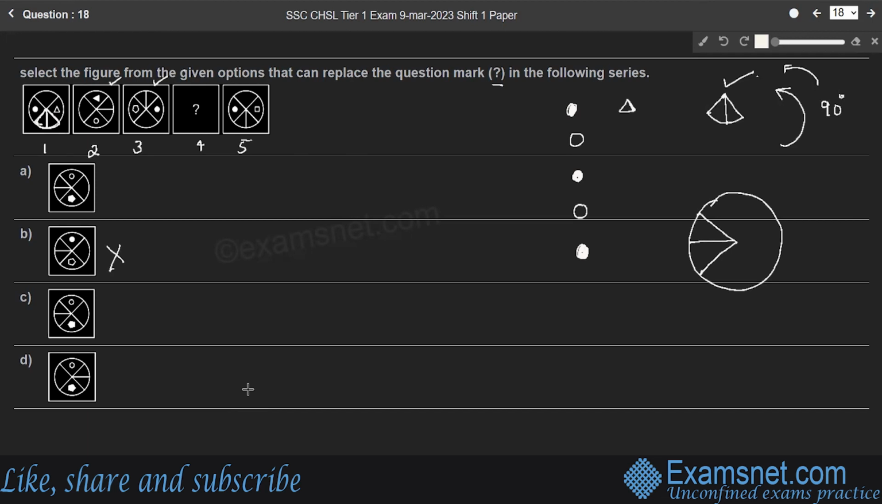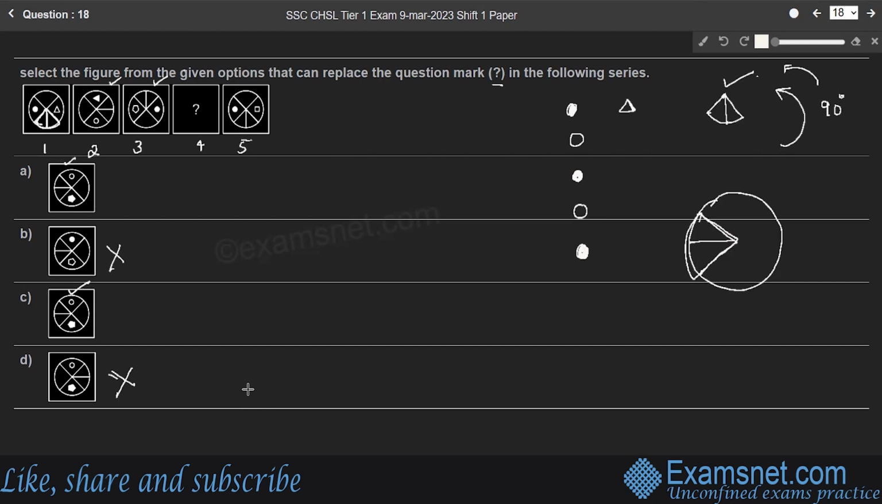Pick the option in which this triangular portion is to the left. Among the three, A, C, and D, in option D this triangular portion is not to the left. Therefore, either A is the correct answer or C is the correct answer. Consider the remaining things.